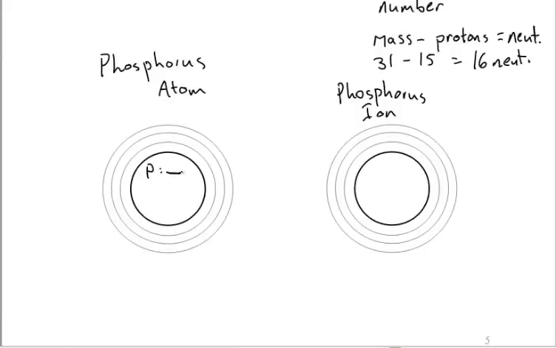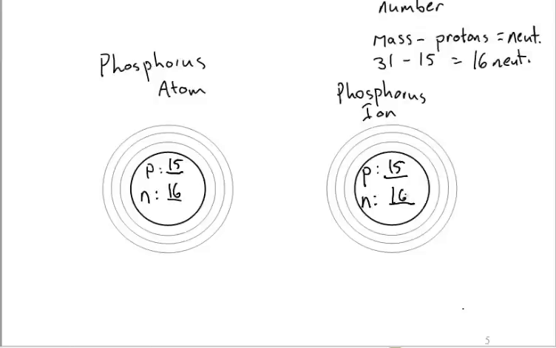And between an atom and an ion, there's no difference in the protons, so we can do both at the same time. Then we look at the neutrons, which we calculate by subtracting mass minus atomic number, or protons. In this case, we get 16.